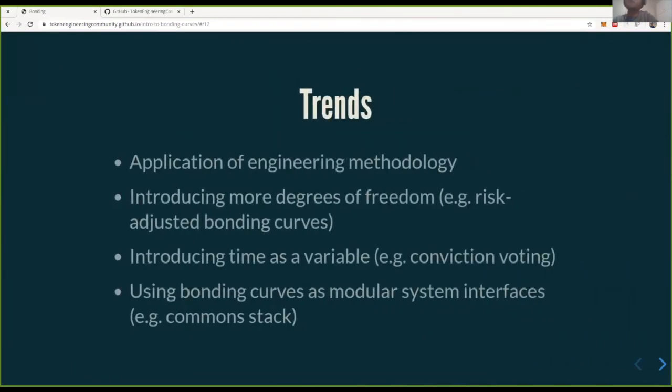So what are the trends? Application of engineering methodology, more and more degrees of freedom in your design choices. More variables are being introduced, such as time, and they're being used as a modular part of larger systems rather than a simple funding mechanism.